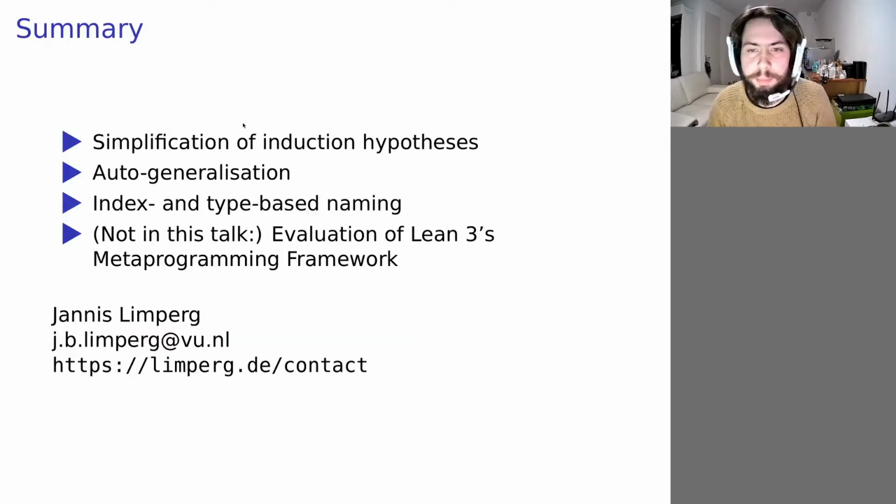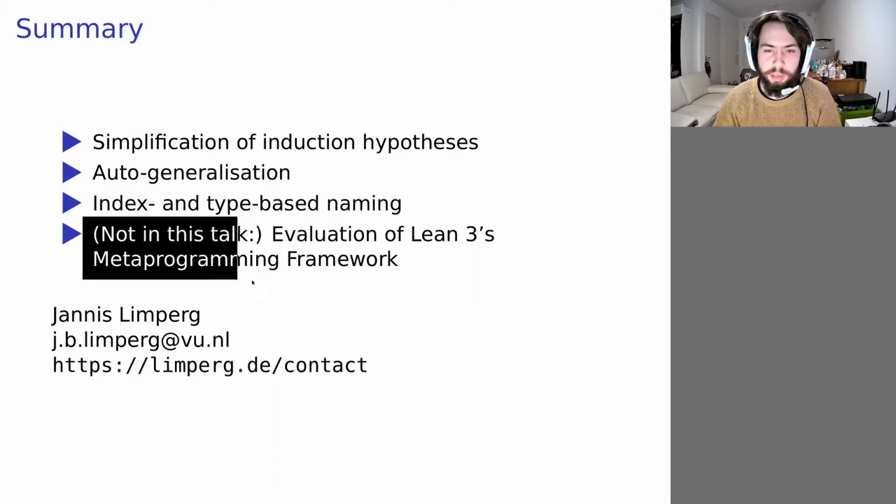So in summary, I have talked about three things that make the induction tactic just a little bit better. The first was the simplification of induction hypotheses when we're dealing with complex indices. The second was this auto-generalization mechanism, so that our users don't have to worry about overly specific induction hypotheses anymore. And the third was naming, and I've shown particularly index and type-based naming.